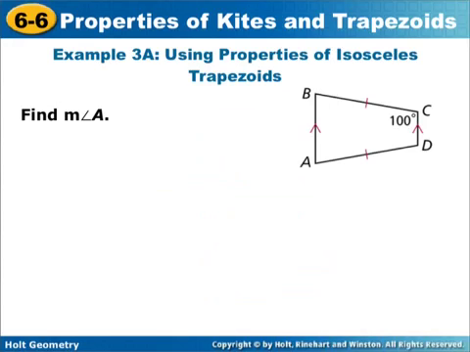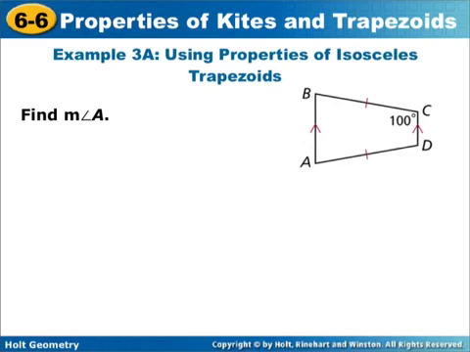Okay, so we've got an isosceles trapezoid here. It wants us to find angle A. Now be careful. Don't assume that it's going to be 100 just because 100 is the only number on your paper. Remember, this is not a parallelogram. Parallelograms have opposite angles congruent, but this is not a parallelogram.